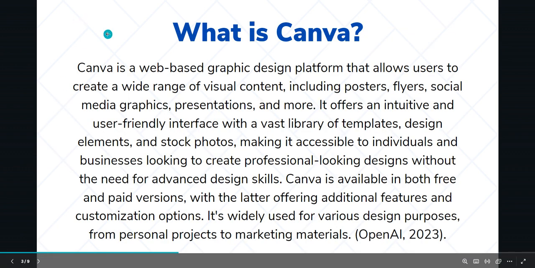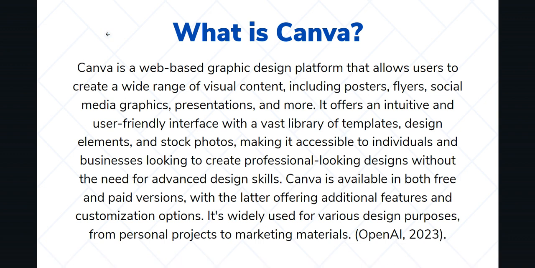So when I was trying to define Canva, I asked ChatGPT, and this was the output that it gave me. And I thought it was a really good description in about 4 or 5 sentences. Canva is a web-based design platform, a graphic design platform, and you can make so many things. It says here it has a wide range of visual content. It really does. It's almost endless. You can make anything from pictures to videos. And it offers a really user-friendly interface, so it's really good for beginners.